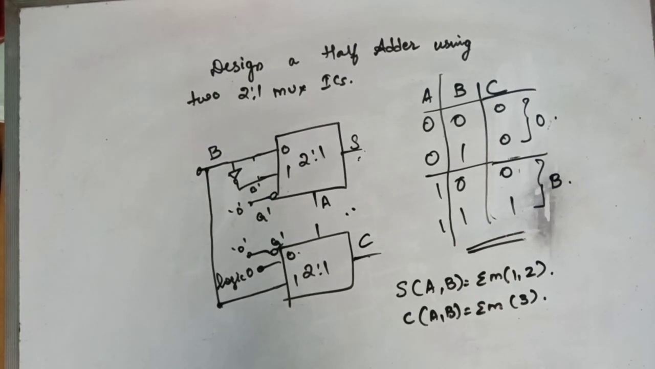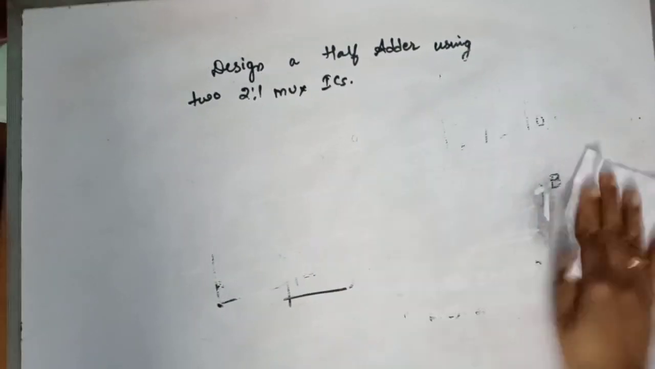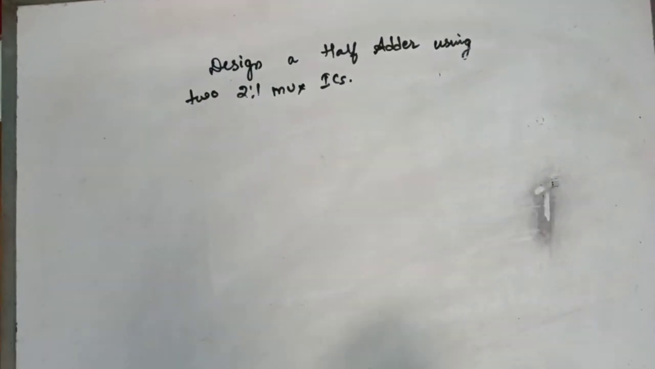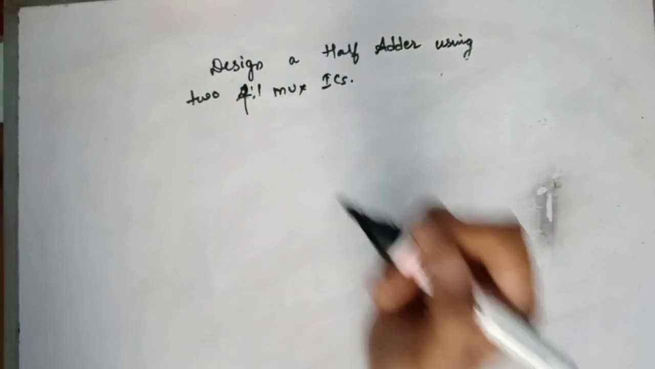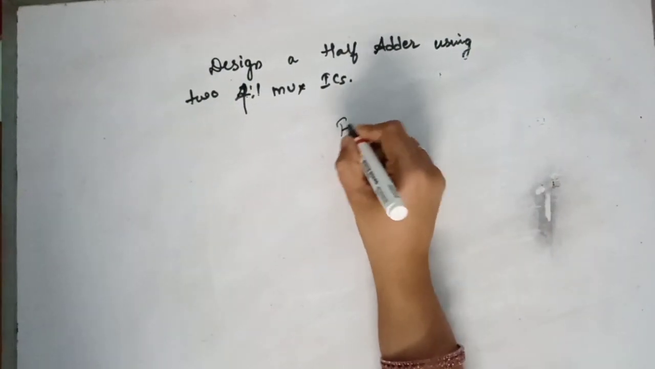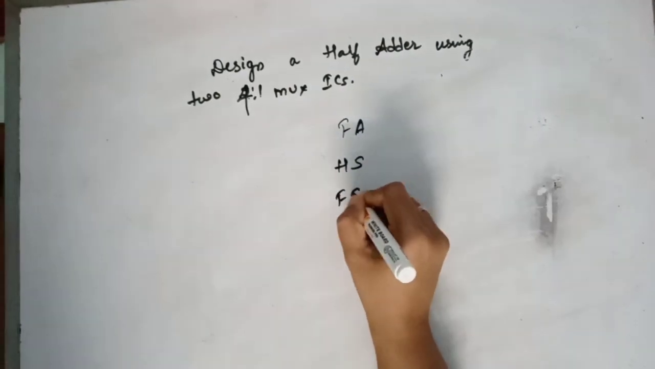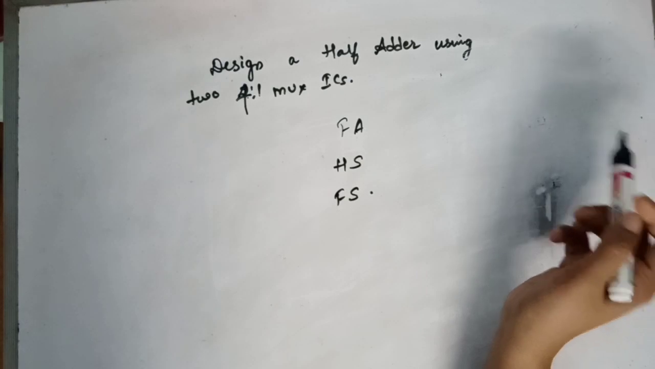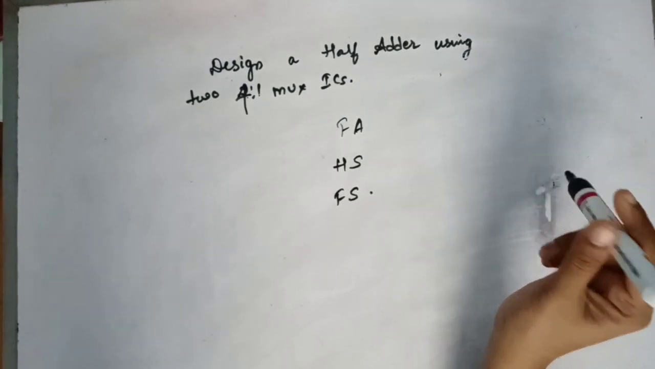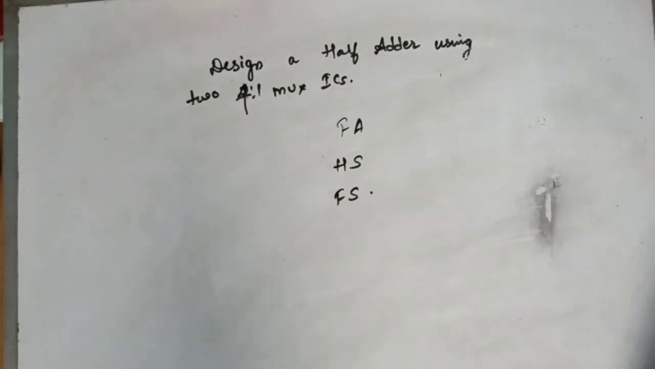You can do the same with full adder, half subtractor or full subtractor, any of these. You can also design a half adder using two 4x1 mux ICs without simplifying. You can try that. Design a half adder using two 4x1 mux ICs. It can be half adder, full adder, half subtractor, full subtractor, using 2x1 mux ICs or 4x1 mux ICs.